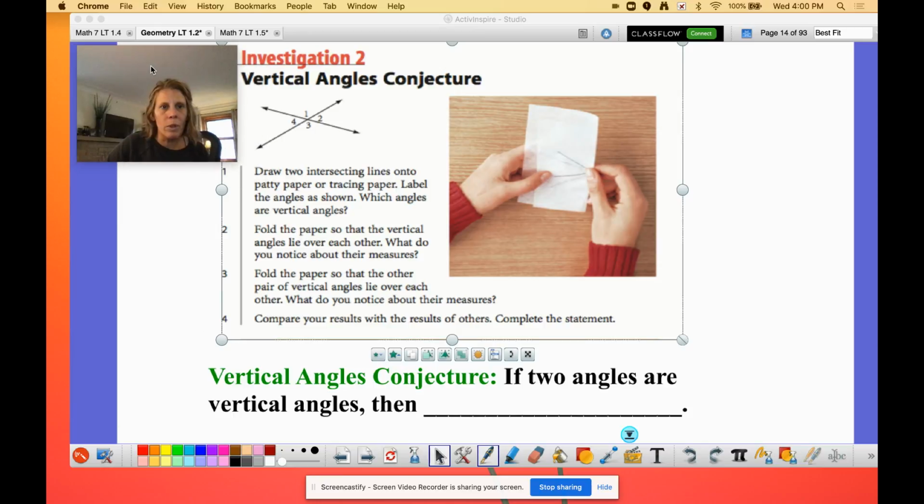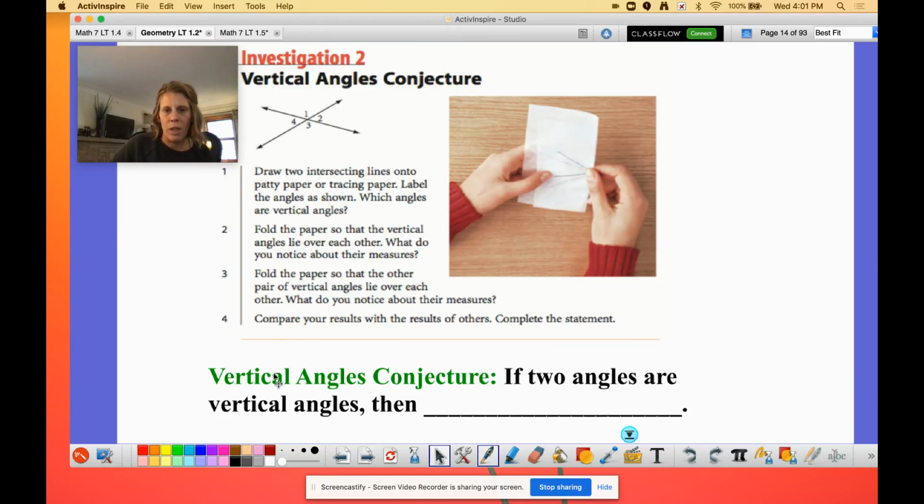Pause the video if you need to get your patty paper and do your sketch, and then come back for the vertical angles conjecture. The vertical angles conjecture says if two angles are vertical angles, then the angles are congruent.